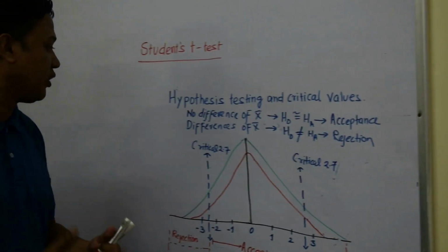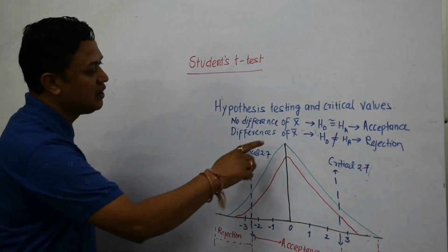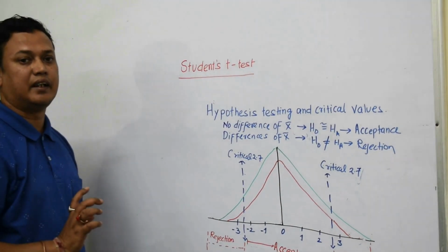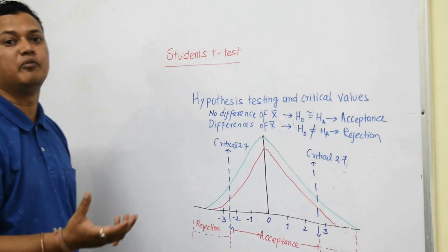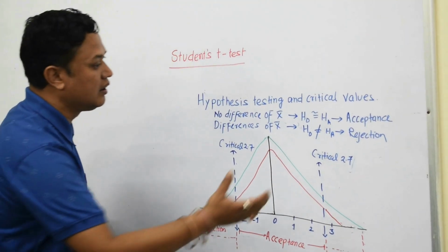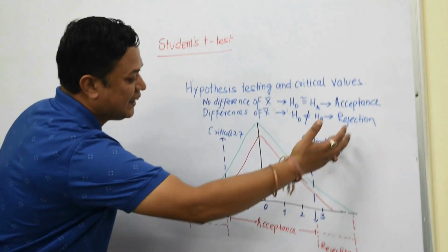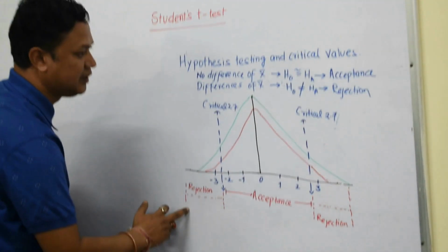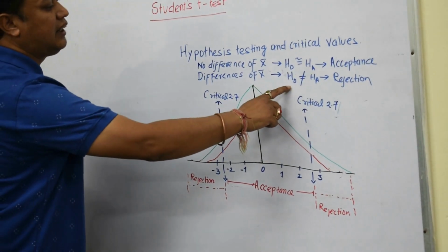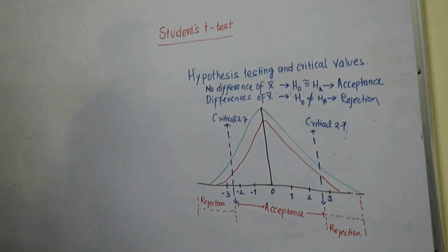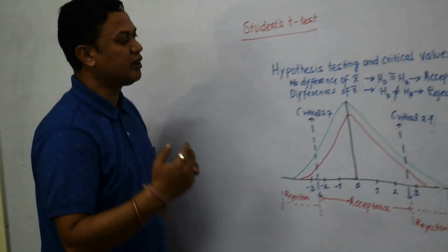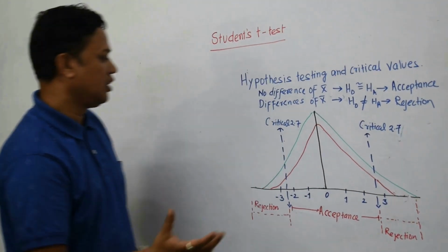But there is the other way around also, that there are differences of mean, right? That is, the null hypothesis is not true, or the alternative hypothesis is true, that the value lies in the rejection region, right? These are the rejection regions, and in that case H0 is not equal to HA, right? The null hypothesis is not equal to the alternate hypothesis, right?